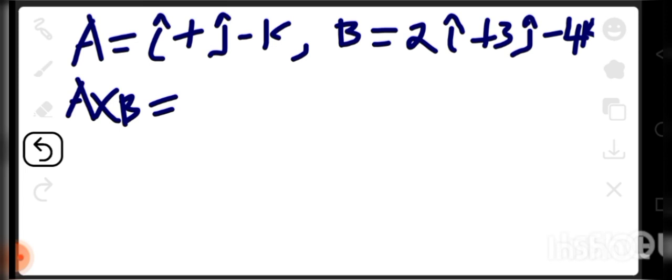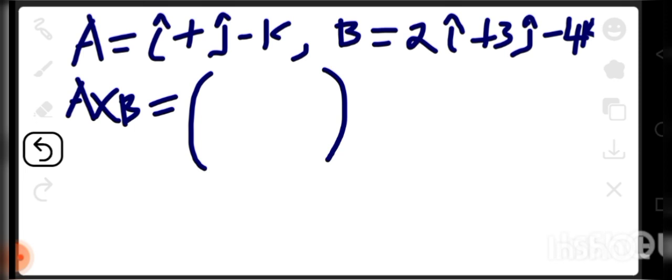What you're supposed to do is I times 2I, I cross 3J, I cross 4K, and so on. You start multiplying them one after the other. But that will be very cumbersome. So what do we do? We use matrices to solve this question. You just open a 3 by 3 matrix.